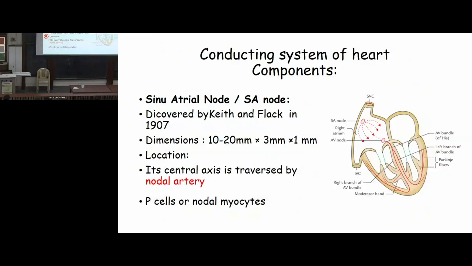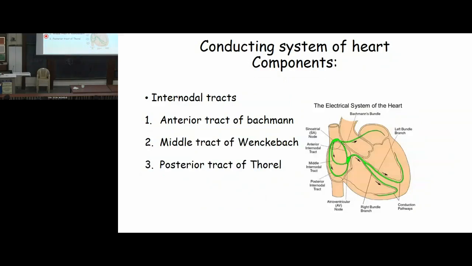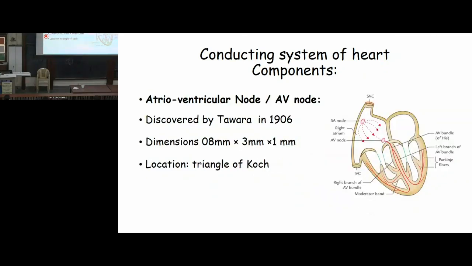So what is the sinoatrial node? The SA node was discovered by Keith and Flack. It is 10 to 20 mm. It is supplied by the nodal artery, that is, it is supplied by coronary arteries, right and left. Only right or left? Left also. And the interatrial, internodal tract. The atrioventricular node, where is it present? Triangle of Cox, discovered by Tawara.